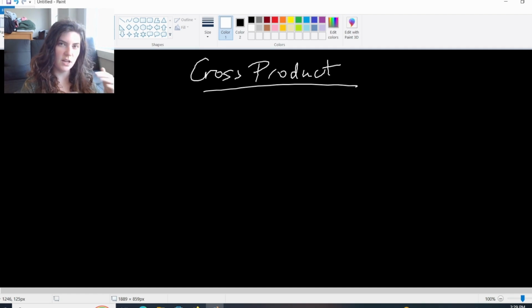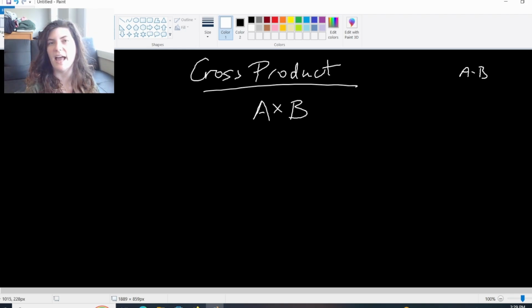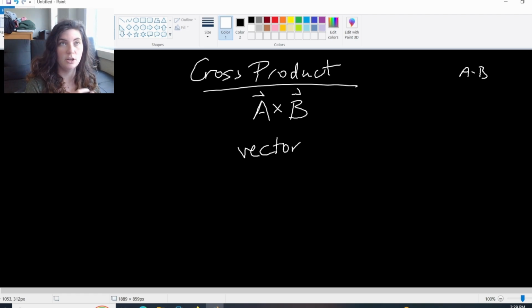So if you remember, we said the dot product was this A dot B. This cross product is much like the dot product was A with a dot in the middle, B. It's going to be A cross, with the little x, kind of like a multiplication sign. The cross product is going to be A cross B. That's how we define our cross product. It is a vector. Unlike the dot product, which always gave us a scalar answer, the cross product always gives us an answer that is a vector.